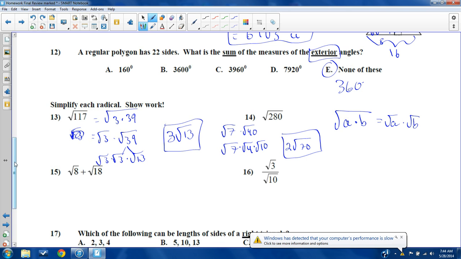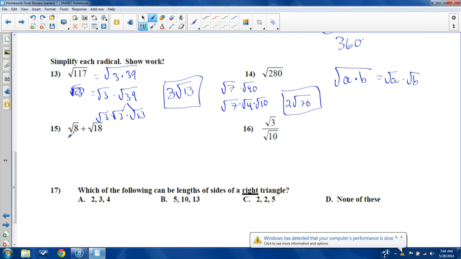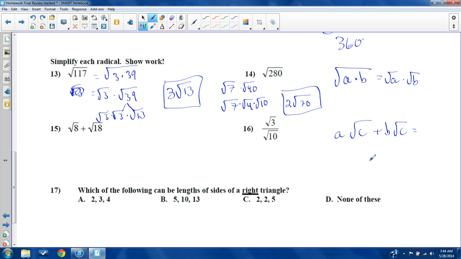I think that's it. Okay, a property you have to know over here is a root c plus b root c equals a plus b times root c. So the fact of the matter is I have two different roots there. I can't just add them. This isn't square root of 26. If I could find the same root under both of these, then I could add the values together and keep the root the same. That's the whole point of this. If I can get the same root underneath the hood, I can do that.